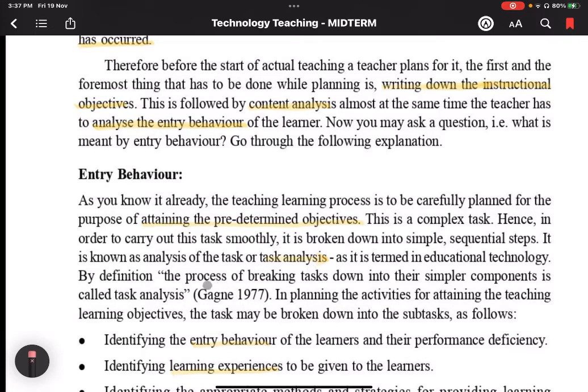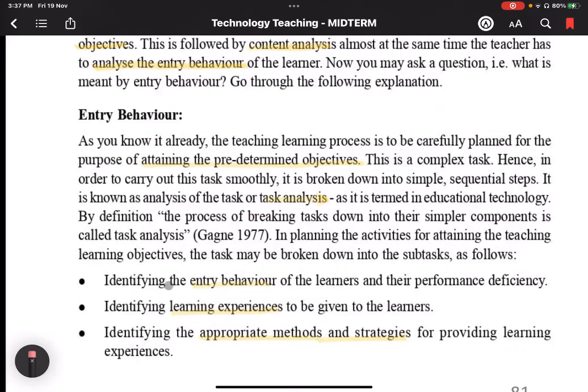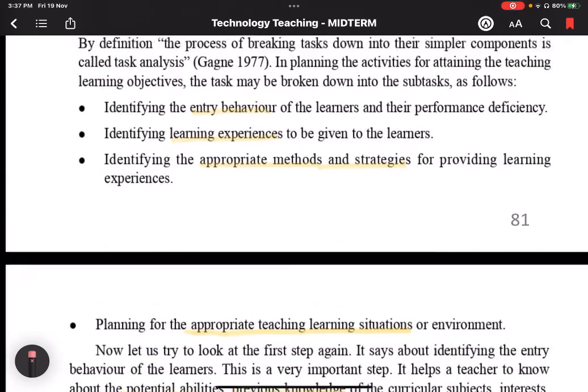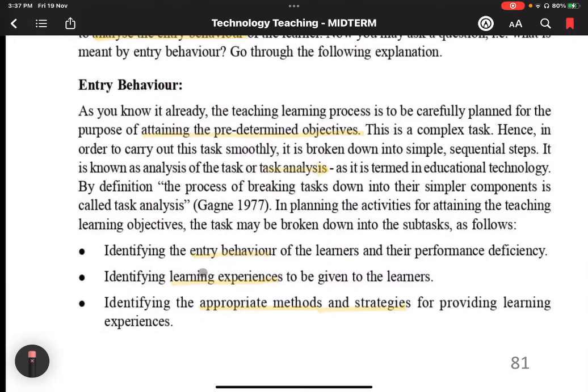Ano daw yung task analysis? The process of breaking tasks down into their simpler components. Number one, we have identifying the entry behavior of the learners. Two, identifying learning experiences. Identifying appropriate method strategies for providing learning experiences. So ito yung mga tasks na dapat gawin ng teacher before forming the teaching strategy.